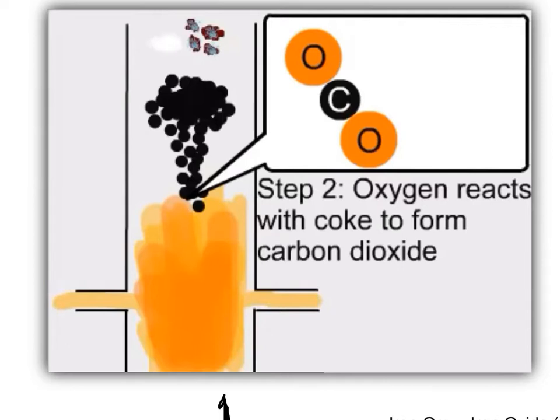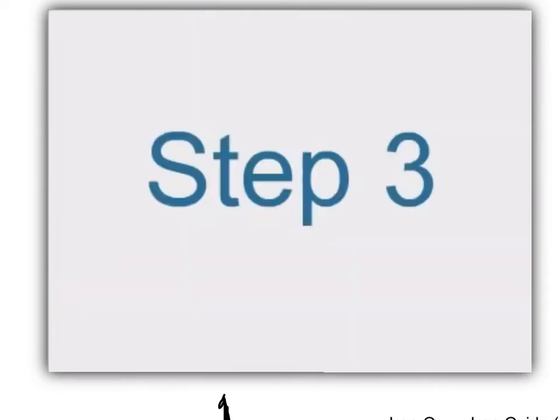That's followed, funnily enough, by step 3, and step 3 involves the heat which is produced by step 2, because it's an exothermic reaction, causing the decomposition of the limestone. Now, limestone is calcium carbonate, and it decomposes into something called calcium oxide, or sometimes known as lime, and carbon dioxide.